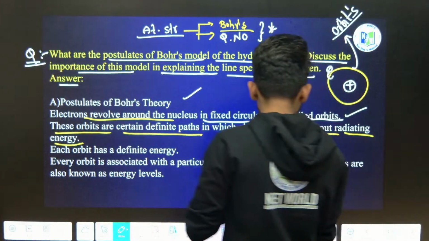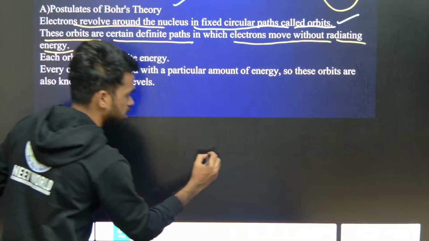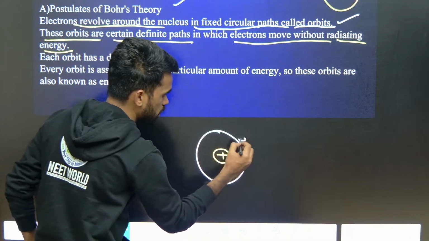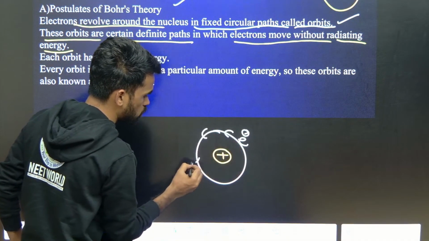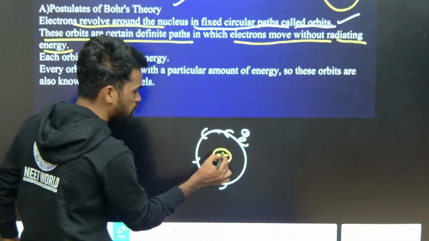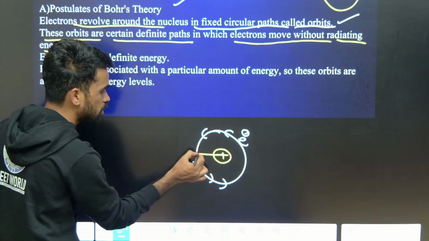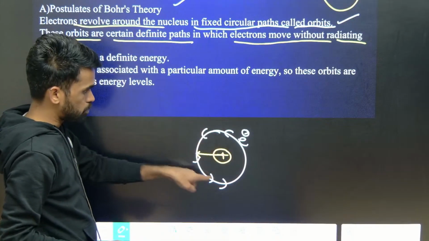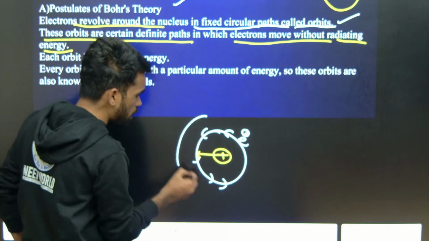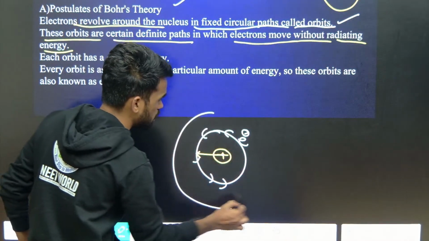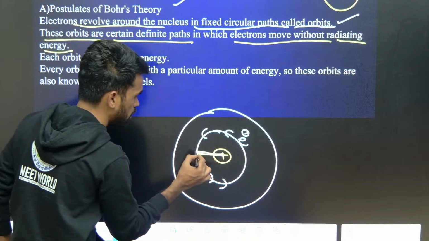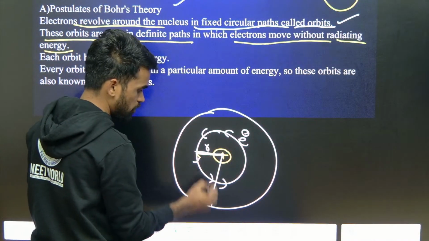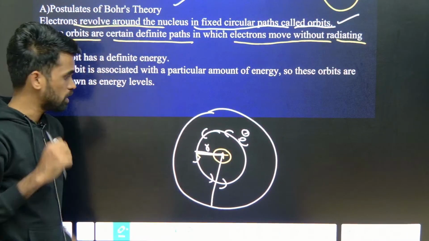First of all, you need to understand this concept very clearly. There is a nucleus at the center of an atom around which electrons are revolving in these circular paths. This is the center point of the atom, the nucleus, and these are circular paths in which electrons are revolving. These circular paths have a fixed radius from the nucleus. From here to here, this is R1, and this is R2. The radius is fixed.